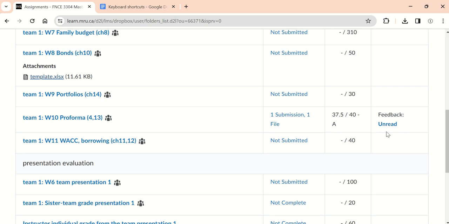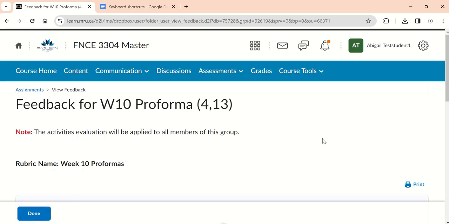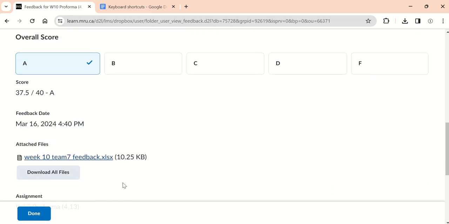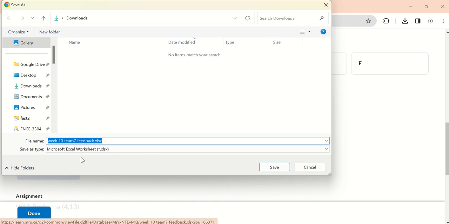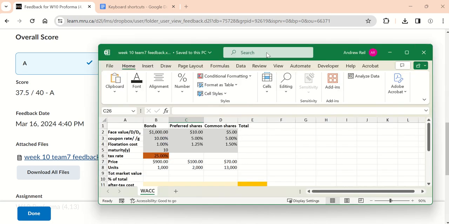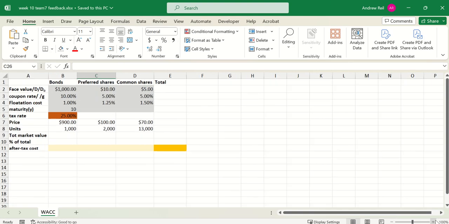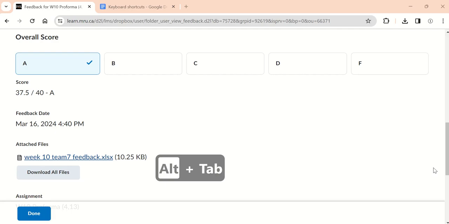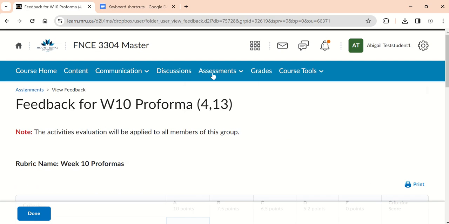So go into feedback, go down to the feedback Excel file that I gave you, save it in downloads, and open it up. It's going to make it a bit bigger. Okay, now that we have that open, we're going to go up into assessment assignments and week 11.